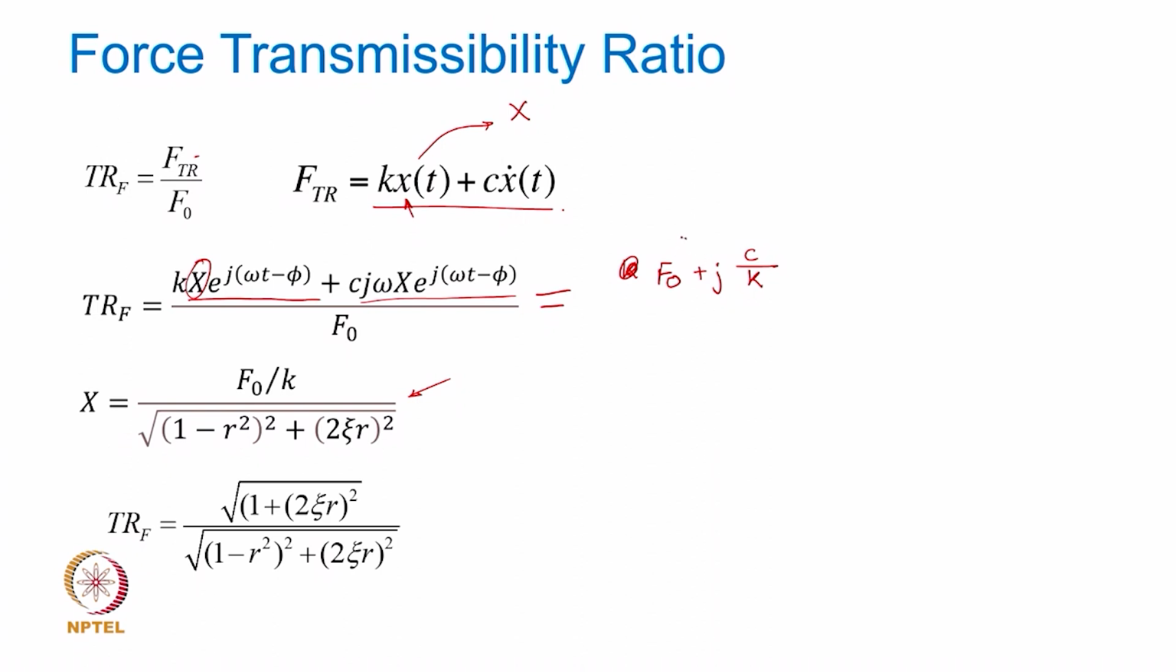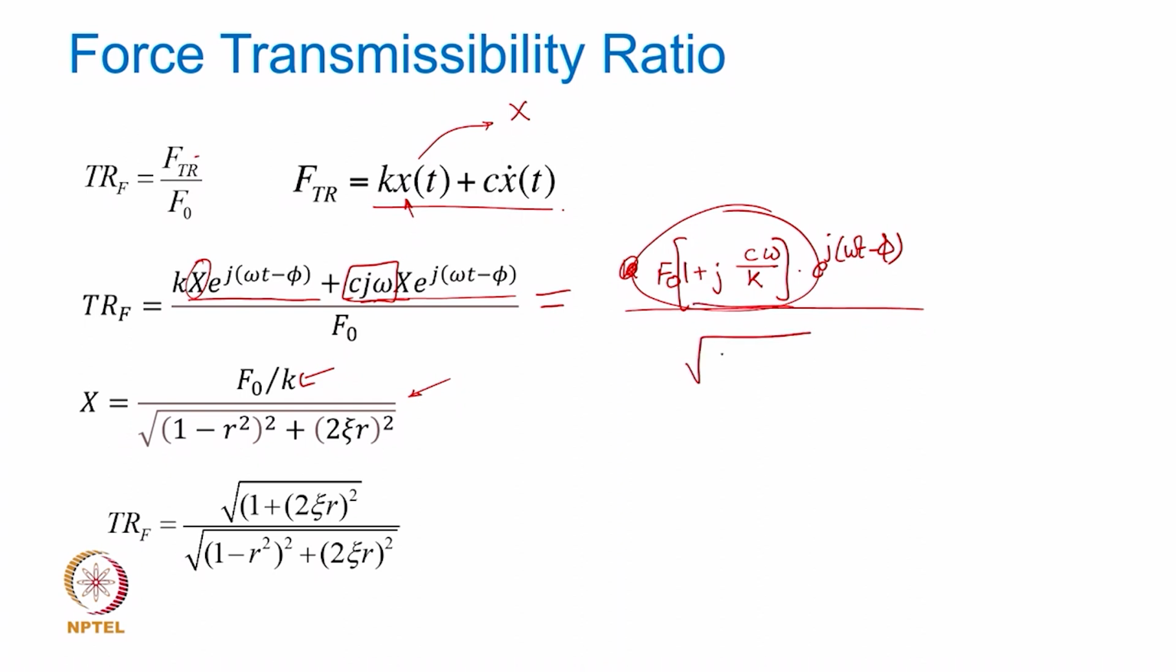So, this is going to be 1 plus j c omega over k, because these things will be c omega and then k is coming from this side. That, multiplied by e to the power j omega t minus phi, is all going to be the numerator, and then you can solve this to get an expression like this. The numerator, because this is a complex quantity, you can write as the square root of 1 plus c omega over k whole square, and you know how to replace c omega over k.